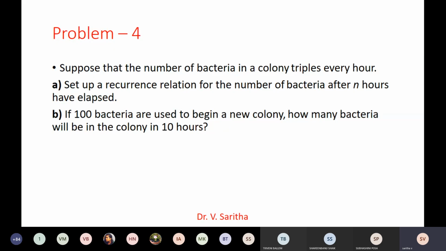So obviously, if I say the present moment is a_0, we are supposed to find a_n, right? So what will happen? a_1 is 3 into a_0, a_2 is 3 into a_1, like this. So what will happen to a_n? 3 into a_{n-1}. Recurrence relation, right? So your solution will become a_n equal to 3 into a_{n-1}. Okay.